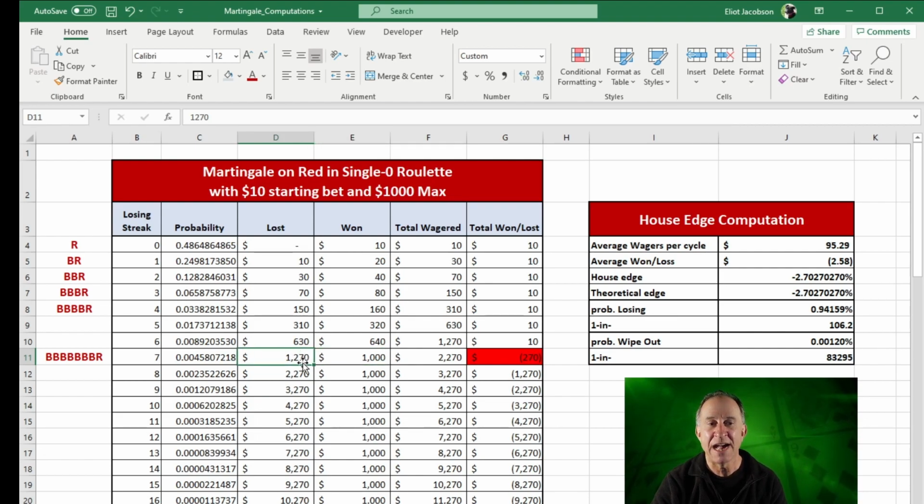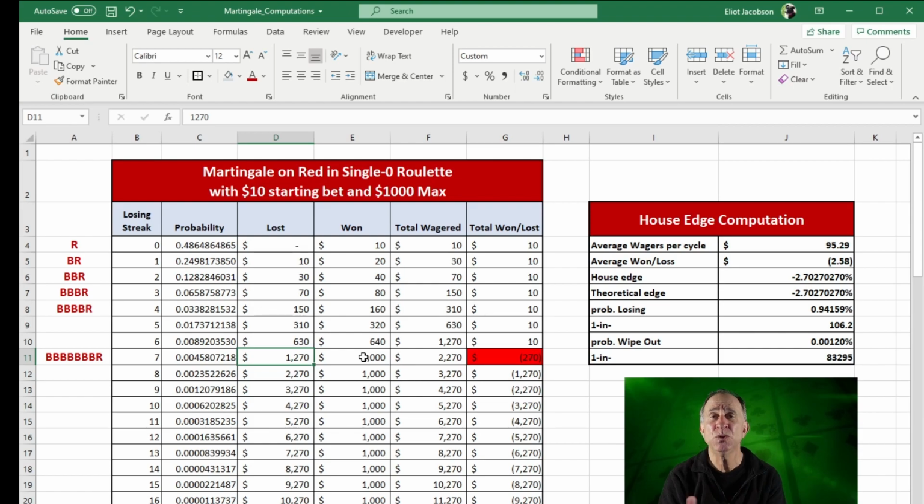So as we go down in this column, every new wager after this one is going to be simply $1,000. We're just going to be wagering $1,000. So every time I lose another spin after that, I'm simply adding $1,000 to my previous total amount lost, because I'm hitting the table max and losing $1,000. And when I finally win, I'm making $1,000 wagers. So what am I going to win? I'm going to win $1,000, right?